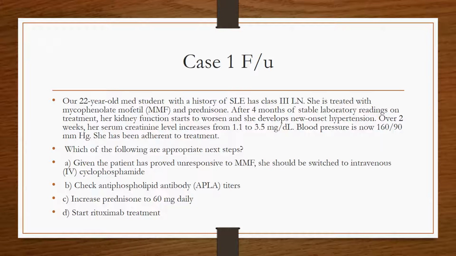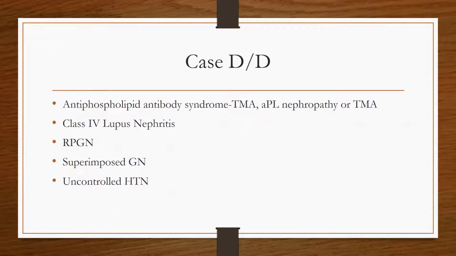So you should make sure patient does not have thrombotic microangiopathy. Increase prednisone to 60? Not really. You need to find out. Basically, the diagnosis would remain unclear if you just increase the immunosuppressant. And start rituximab, same as prednisone. We need to diagnose first because the treatment of TMA is usually different. So the differential diagnosis was maybe there is another class of lupus, RPGN, superimposed GN, antiphospholipid antibody like TMA. So the correct answer was TMA.